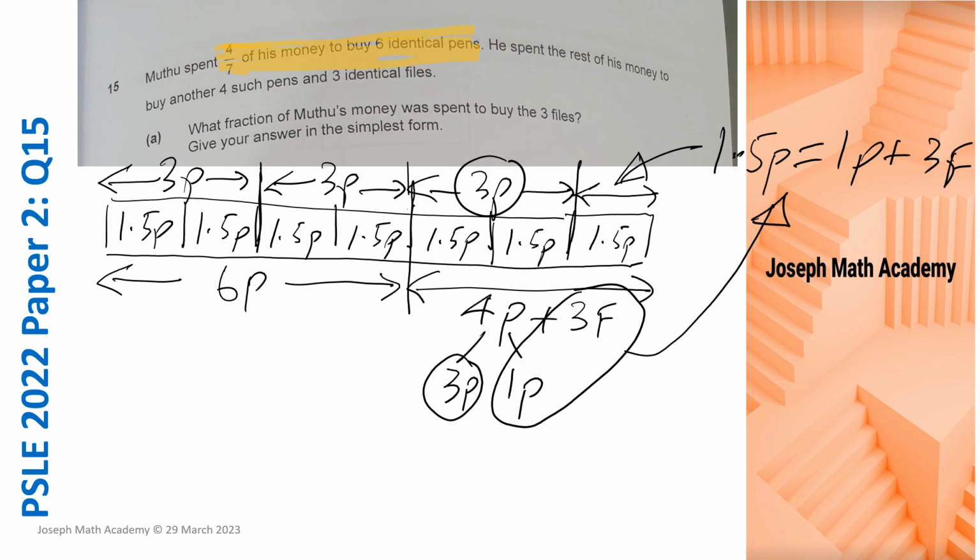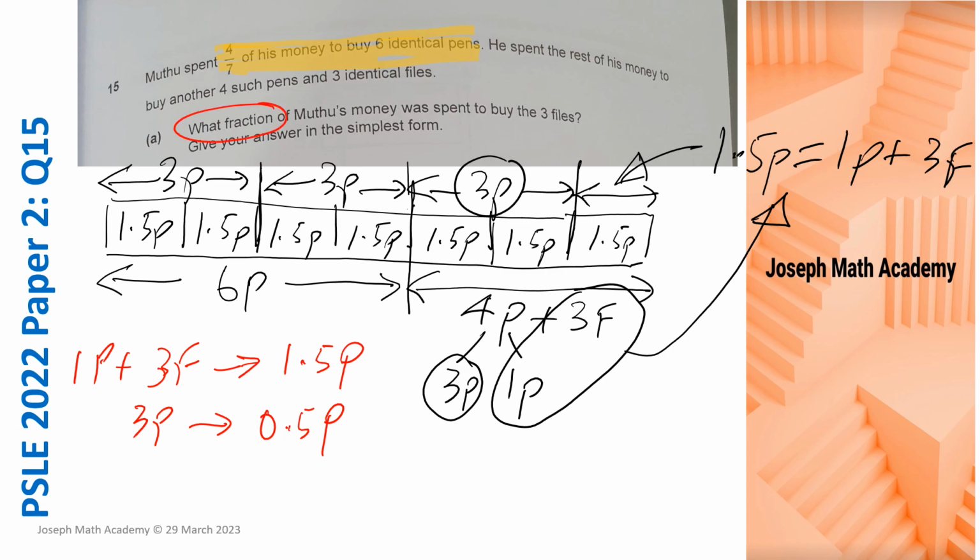I'm going to write this down. One pen and 3 files cost the same as 1.5 pens. So 3 files must cost 0.5 pen. This is easily understood using the part-whole concept. Now, I'm going to present this using a fraction as required in question A.